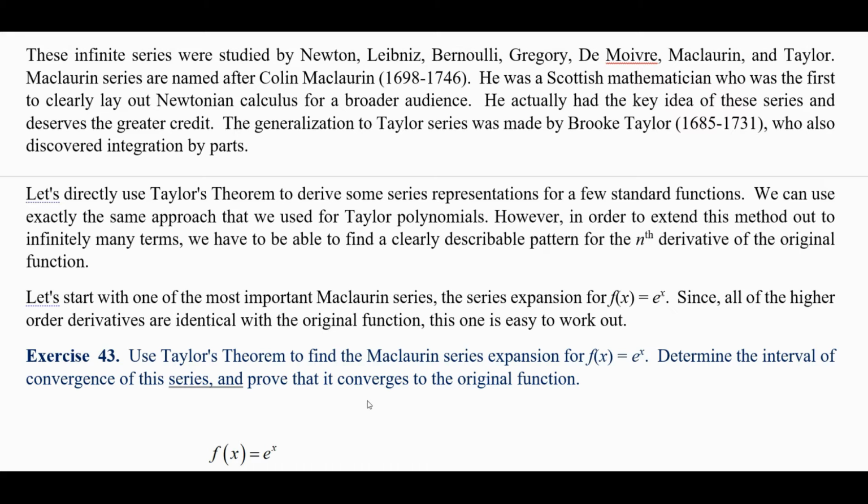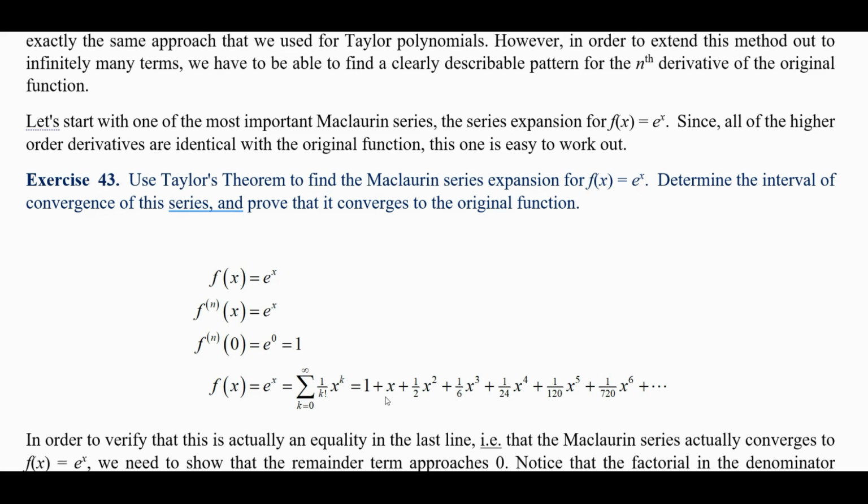And let's start with one of the most important Maclaurin series, the series expansion for f of x equals e to the x. Now this one is kind of easy in a way because all the higher order derivatives are identical with the original function. The derivative of e to the x is e to the x, so the second derivative of e to the x is e to the x, and the third derivative of e to the x is e to the x, and so forth. So that makes this one pretty easy to work out.